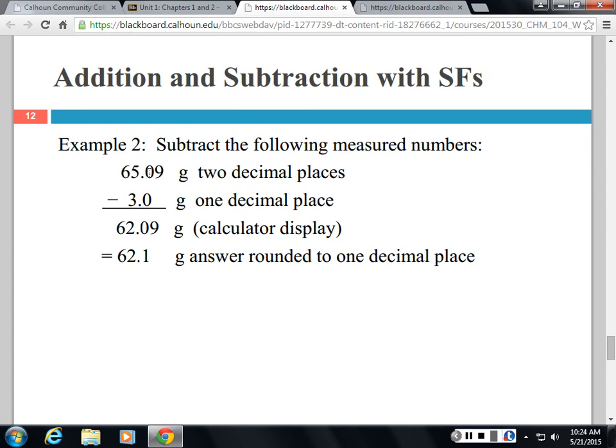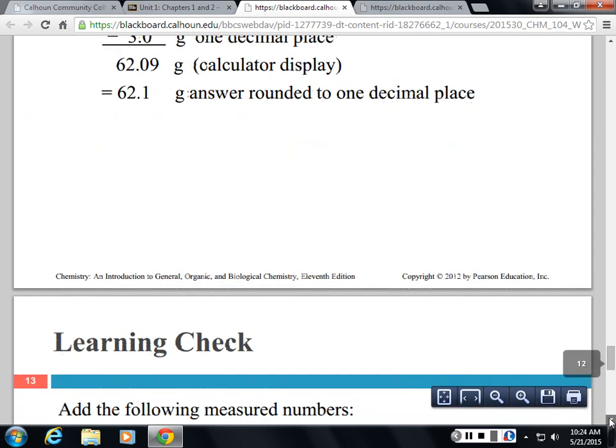Okay, so you look here at the decimal places. You do not look at how many significant digits are there. That's what we did in the previous video. All right, so let's practice these.